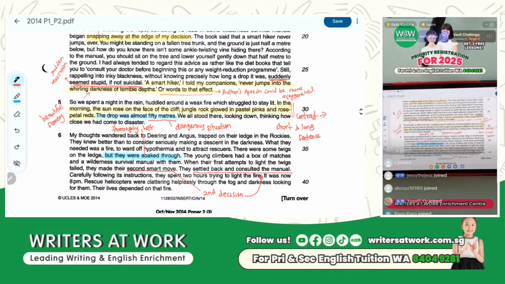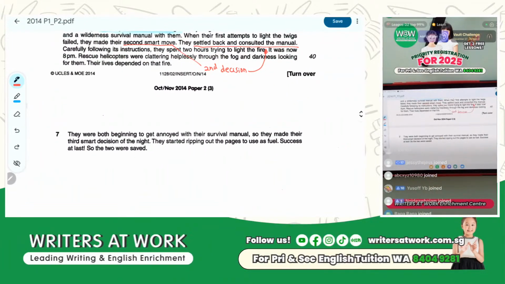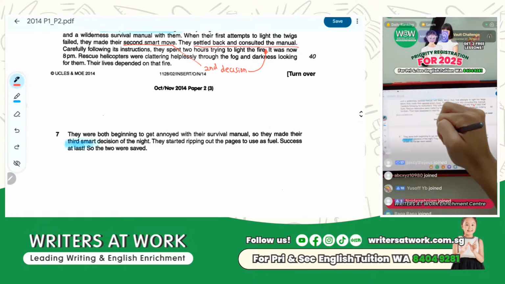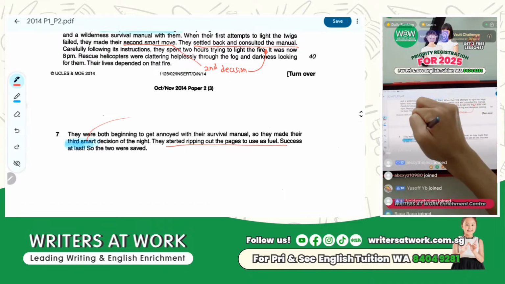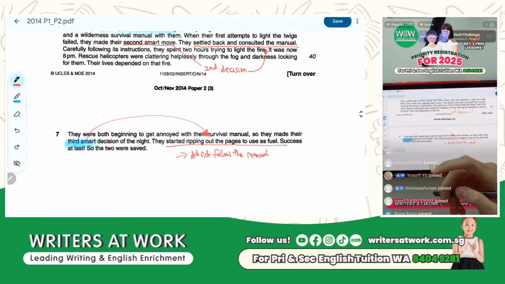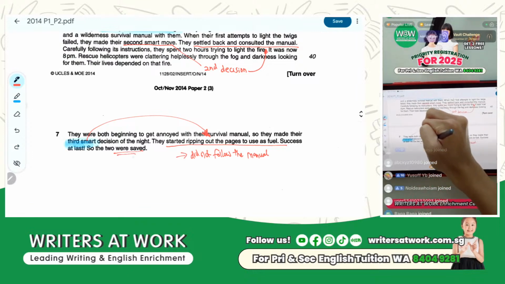Okay, and it was now 8 p.m. and the rescue helicopters were trying to find the two missing men. Now you can see they were both getting annoyed. So they made their third smart decision that night. Decision 3. And the decision is here, they elaborated. They ripped off the pages as fuel. So what did they do? They did not follow the manual. Because the manual told them to use the leaves and the twigs, right? But because all the leaves and twigs are wet, that's why they decided to do this. They chose not to follow the manual, and you can see their decision saved their lives.